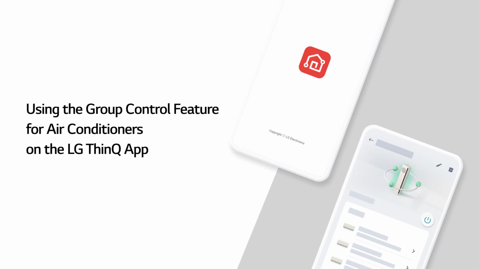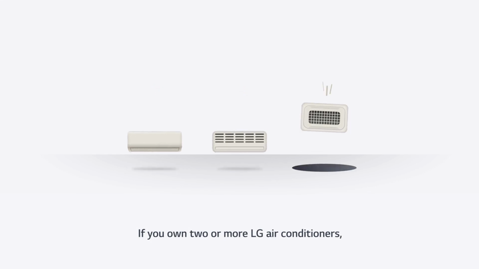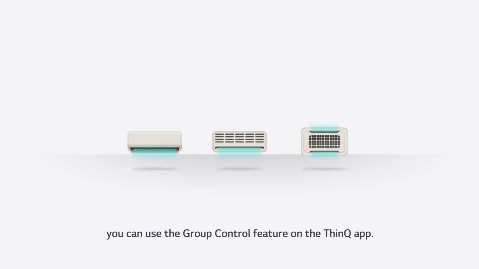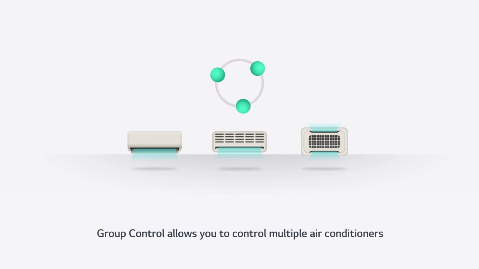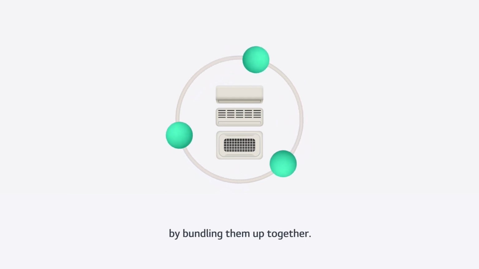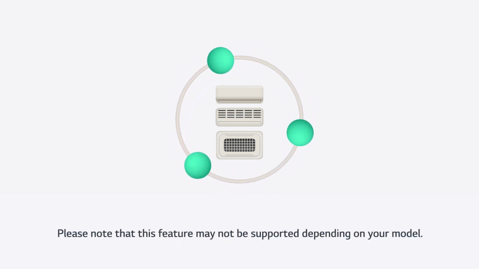Using the group control feature for air conditioners on the LG ThinQ app. If you own 2 or more LG air conditioners, you can use the group control feature on the ThinQ app. Group control allows you to control multiple air conditioners by bundling them up together. Please note that this feature may not be supported depending on your model.